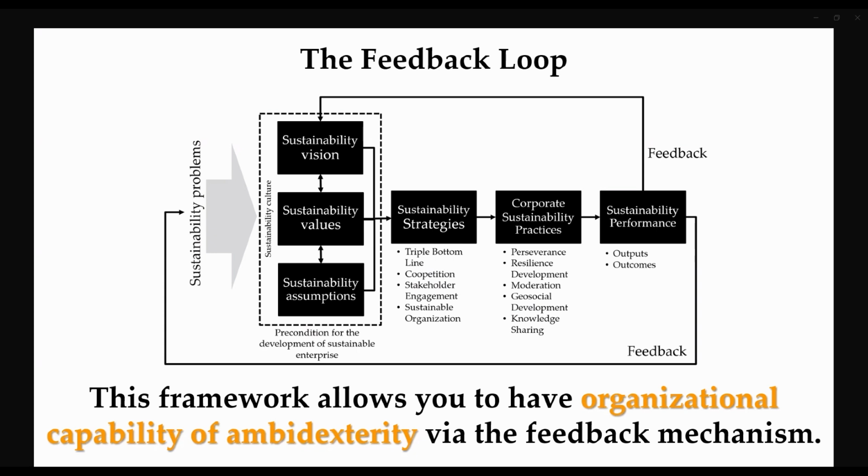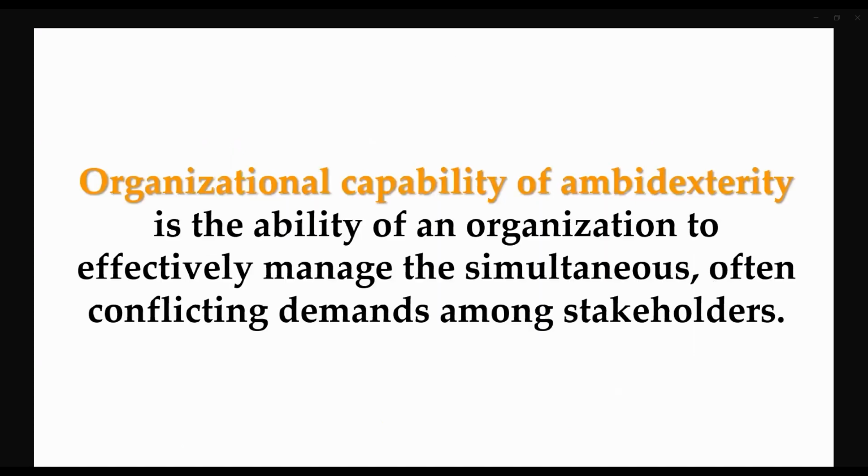So if there is anything that you learn from the lecture today and you can implement within your company tomorrow, it is this feedback loop. Okay, at least you should test, not just one time. Regularly monitor and manage the relationship with your stakeholders, so that you can come back and adjust your business operation, business strategy, and all the rest. Okay, so organizational capability of ambidexterity is the ability of an organization to effectively manage the simultaneous, often conflicting demands among stakeholders.